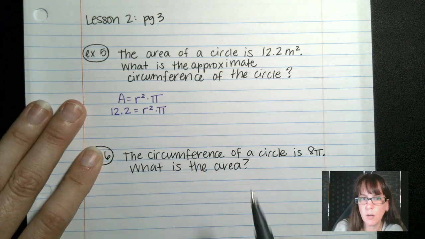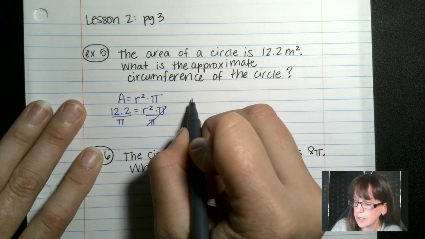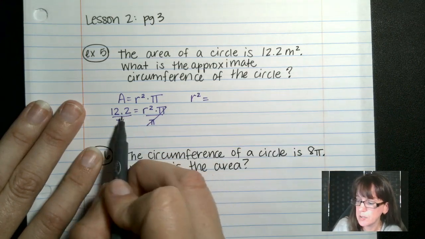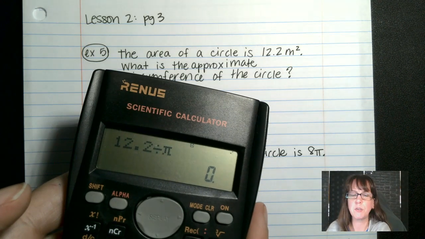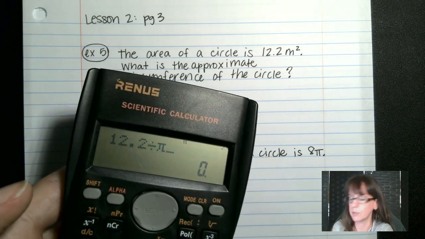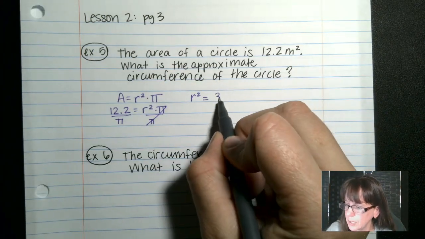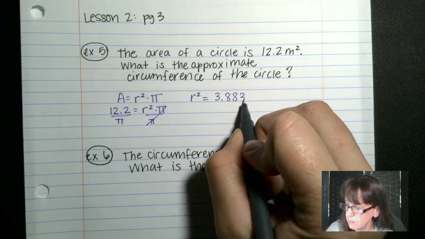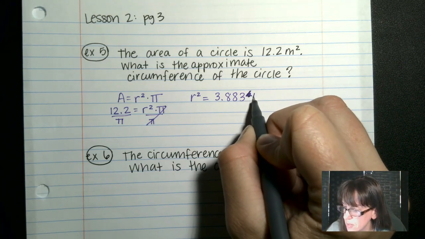We're trying to get that r by itself, so we're going to divide both sides by pi. And we get r squared equals 12.2 divided by pi. And it's always a good idea to use your pi button on your calculator like this. If you do use 3.14, do like 3.1415, because the more decimals that you can throw in there, the more accurate your answer. So we get 3.8834 if I'm going to be rounding that far.